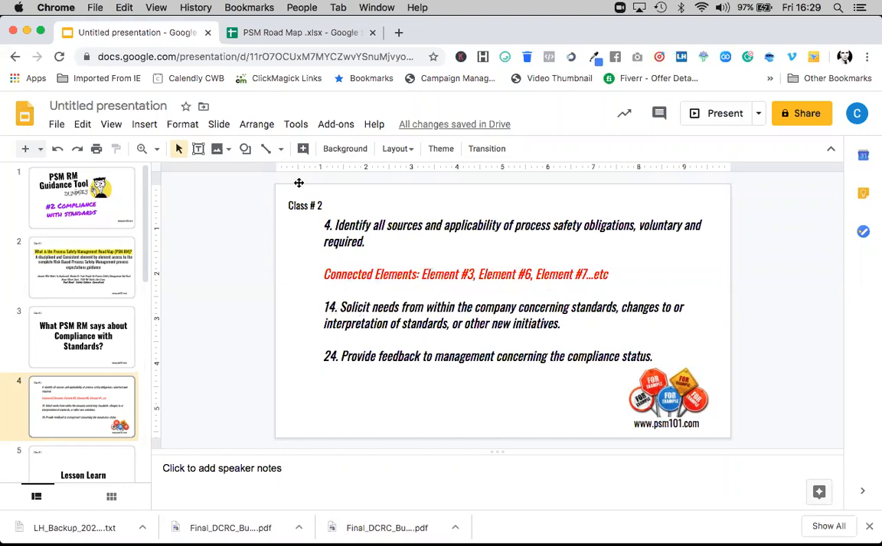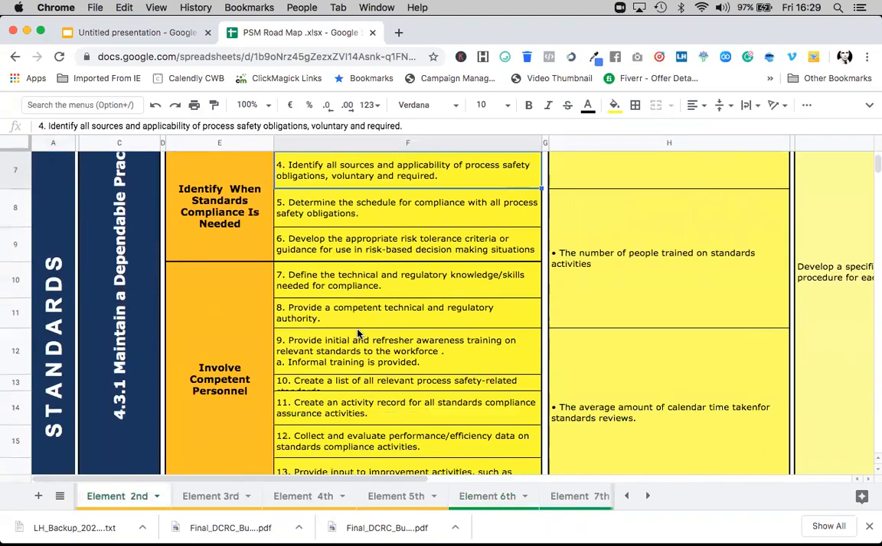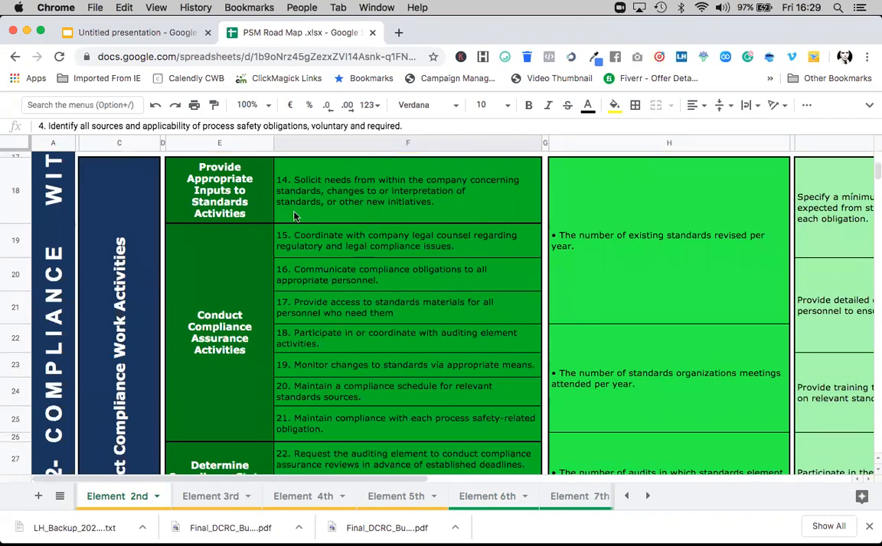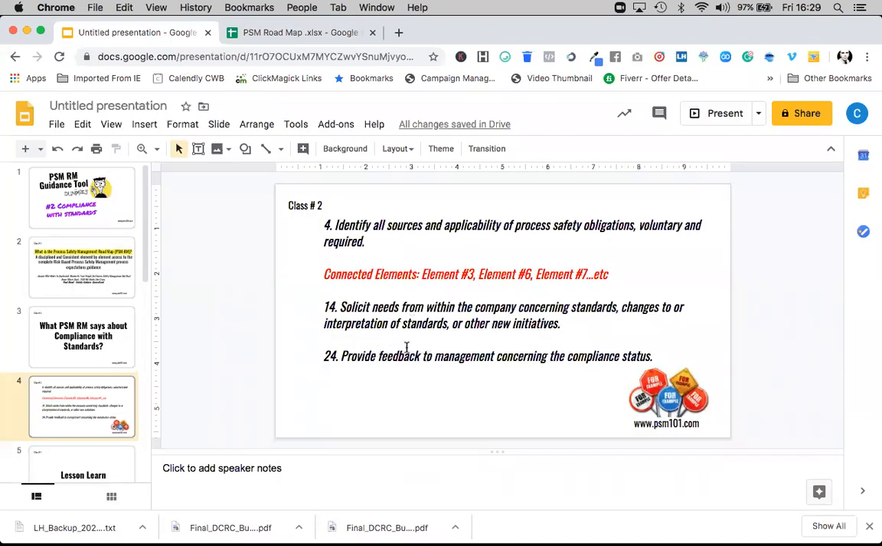And number 14 says, let's go to 14. The essential feature is provide appropriate input to standard activities, solicit needs from within the company concerning standards, changes, or interpretation of standards or other new initiative. We need a focal point basically, where we can ask questions about the interpretation of the standard that we're supposed to apply. We have many, but it's just to give you a couple of examples.